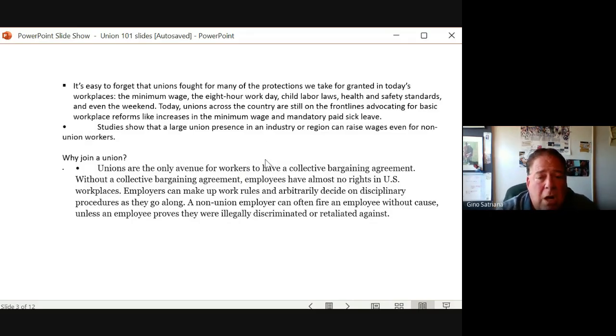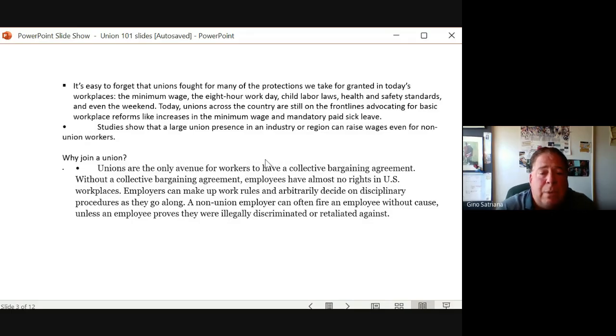Without a union, employers can make up their rules and arbitrarily decide on disciplinary procedures without a contract. They can just make policies and procedures on their own, just whenever a situation comes up. With a union contract, they can't do that. It has to be bargained. It has to be discussed with the union. They can't just arbitrarily go out there and just start making all the policies that they want to make.